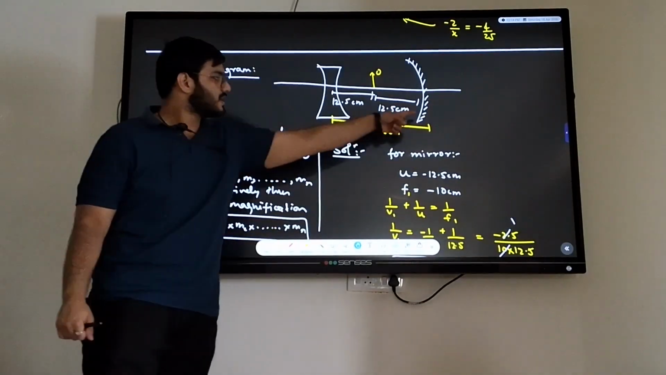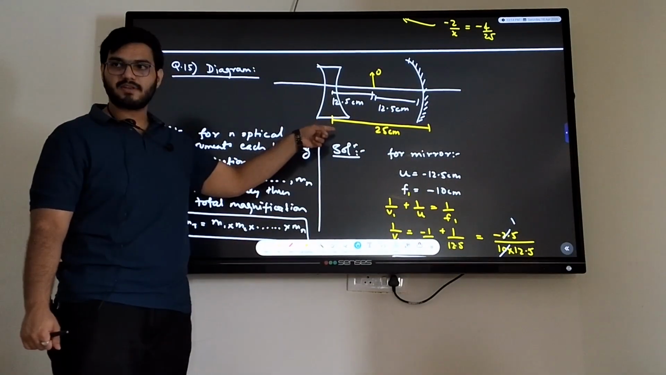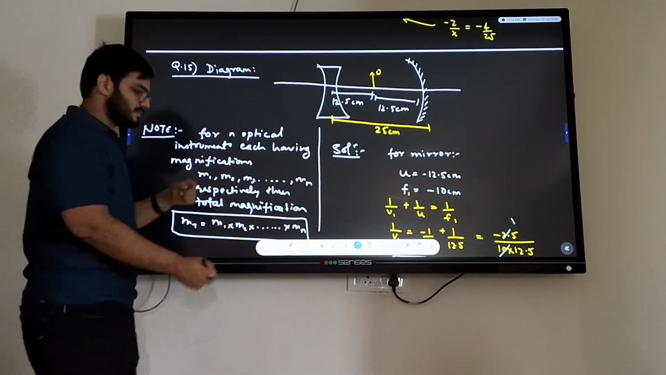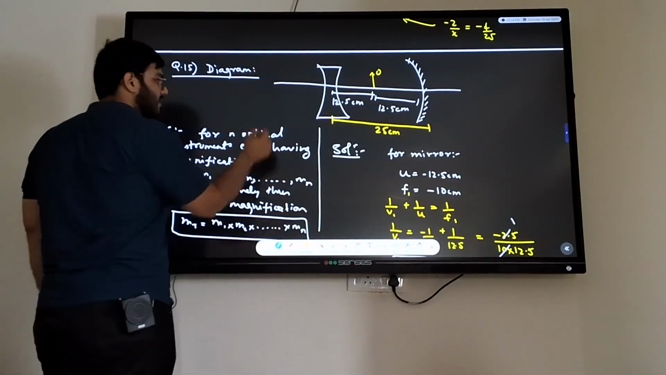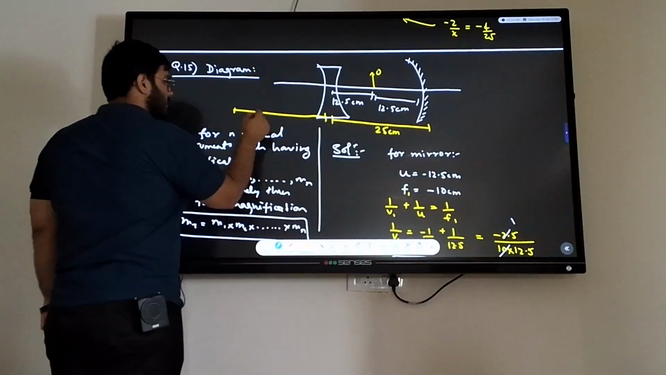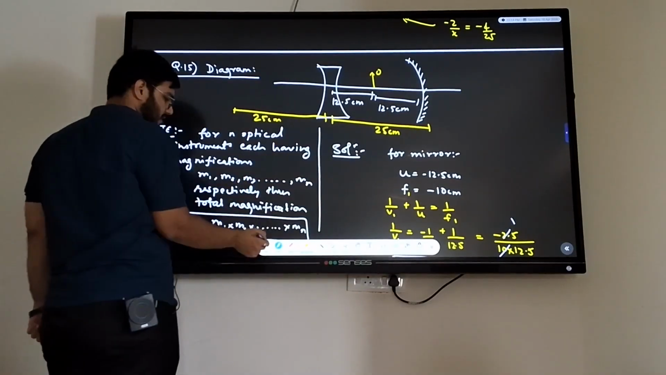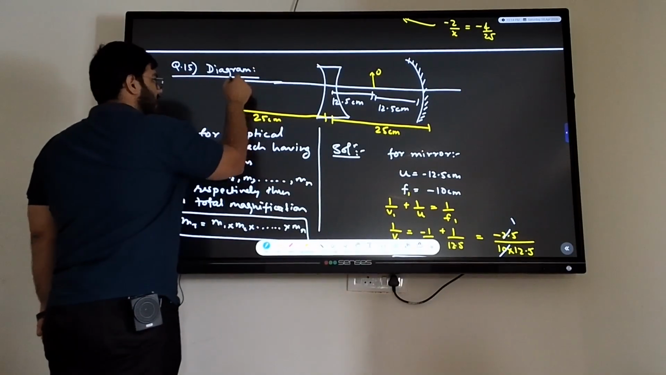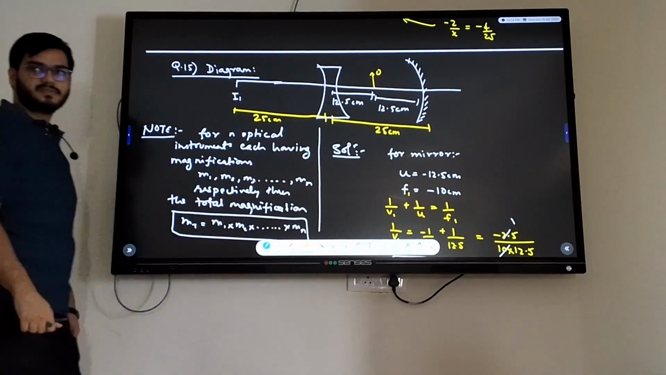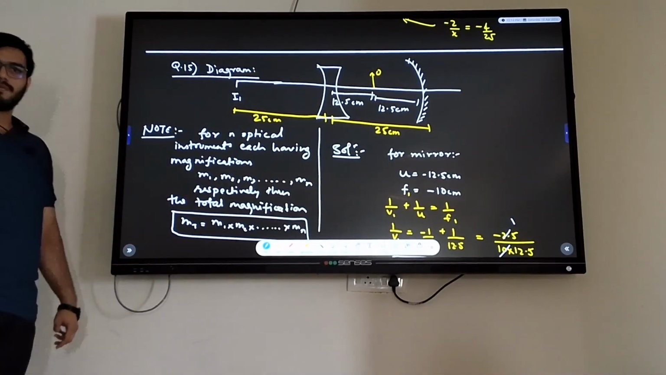If the lens is 25 centimeters from the mirror, then where should the image go? Somewhere here, 25 centimeters beyond the lens. Here you will find your I1. How will this I1 act? As a virtual object for the lens.